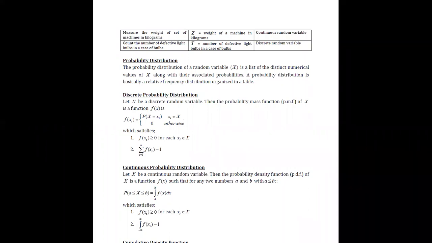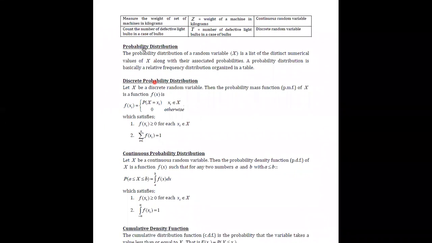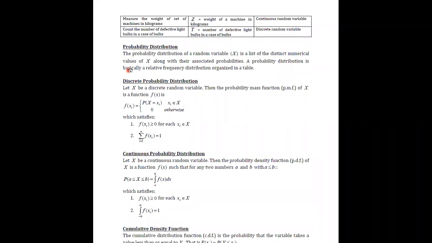Now we will move to the next part. It is the introduction to probability distributions. The probability distribution of a random variable x is a list of distinct numerical values of x along with their associated probabilities. A probability distribution is basically a relative frequency distribution organized in a table.